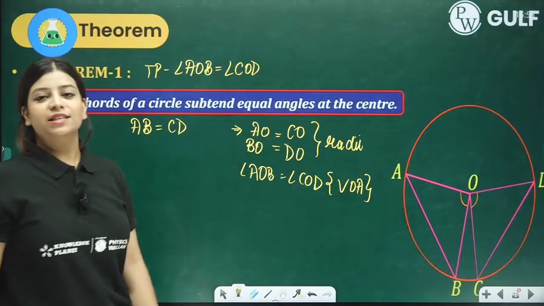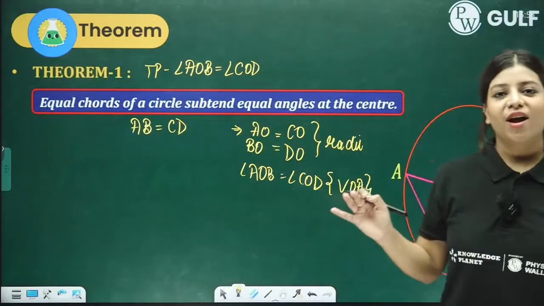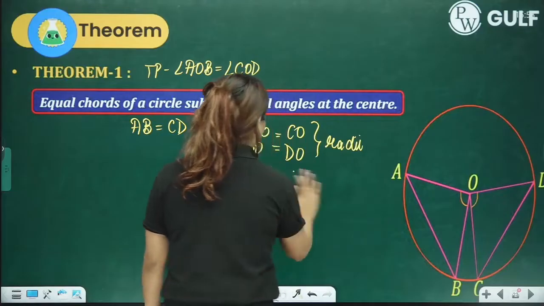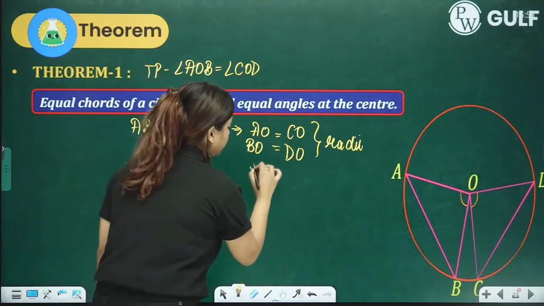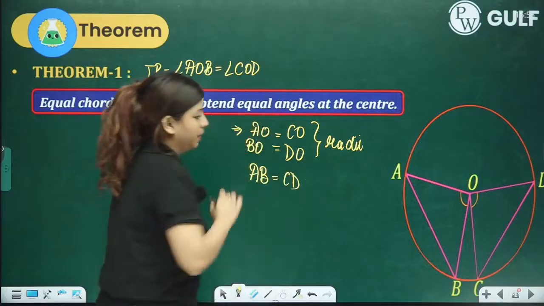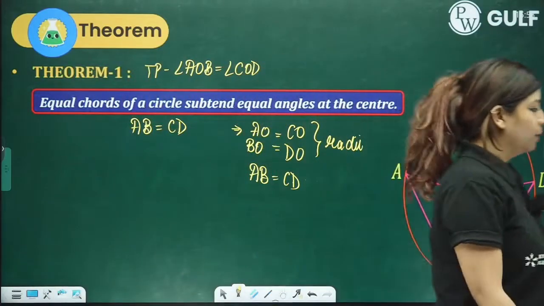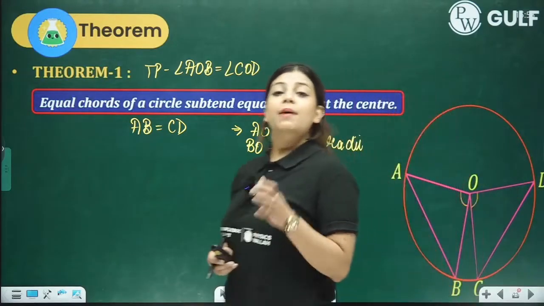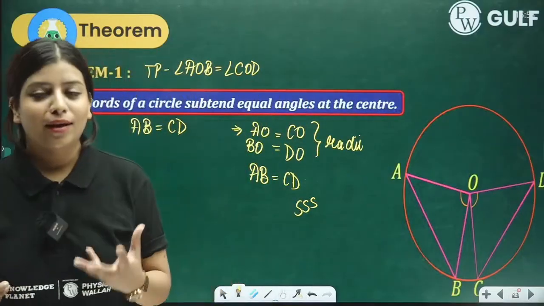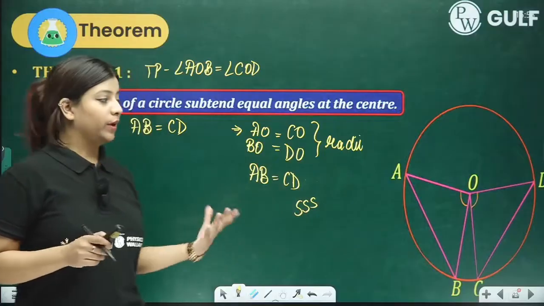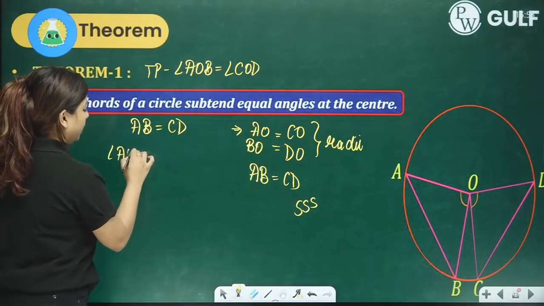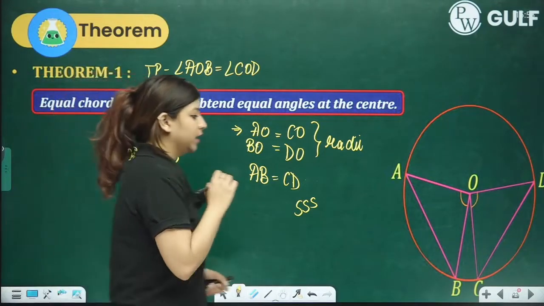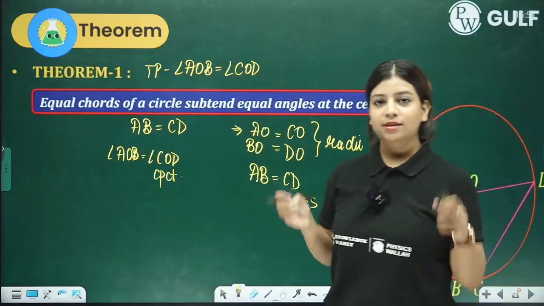The third thing that we will take is what is given to us: AB is equal to CD. These are not vertically opposite; this is what is given to us. So by the SSS congruency criteria, we can say that triangle AOB is congruent to triangle COD, and then we can say that angle AOB is equal to angle COD by CPCT, that is, corresponding parts of congruent triangles. So as simple as that.